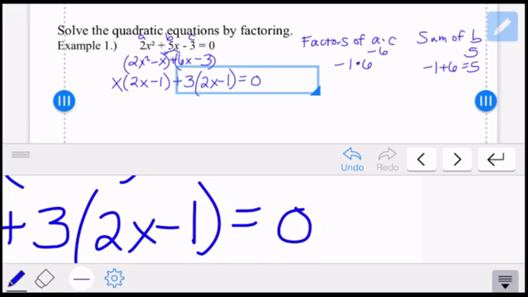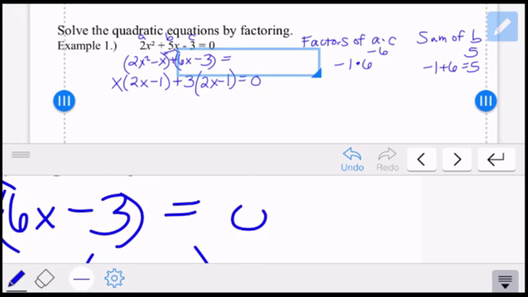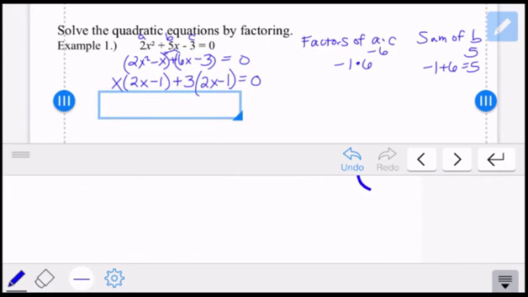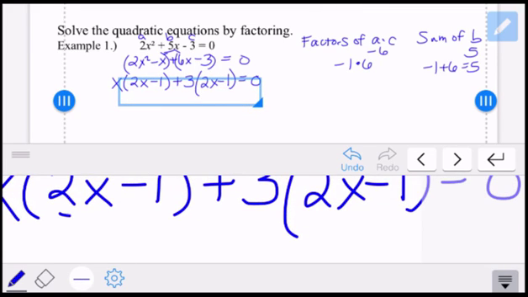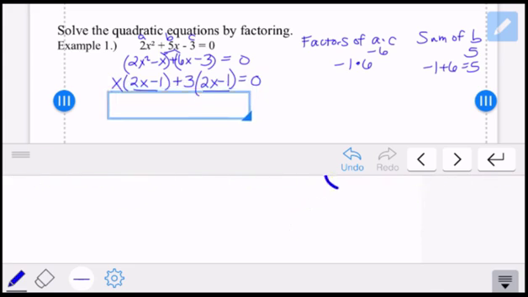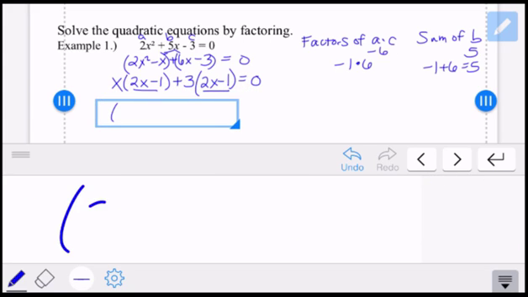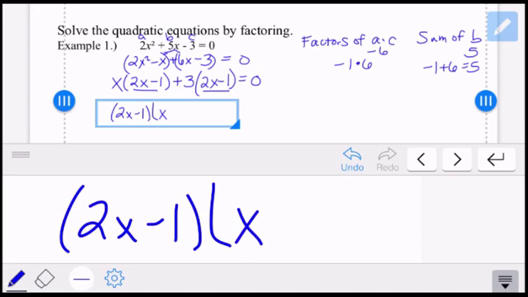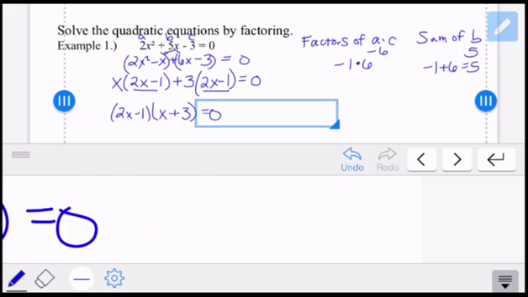And don't forget, we have our equals 0. I should put that back up here. And then remember, we wanted the same thing in the parentheses, and we got that, 2x minus 1 and 2x minus 1. So we bring down the 2x minus 1, and then whatever's left. We have an x plus 3 left. So this is equal to 0.